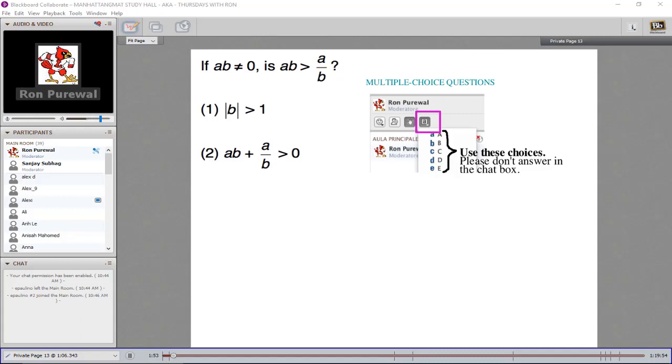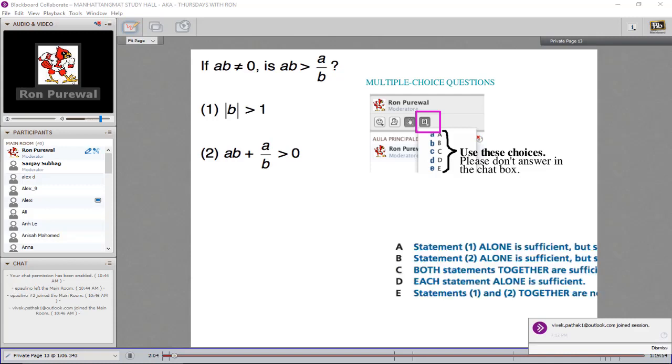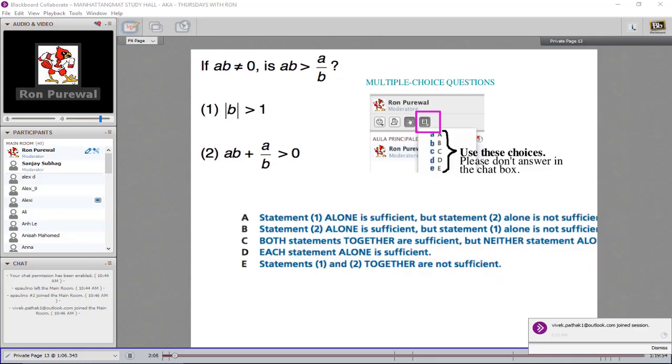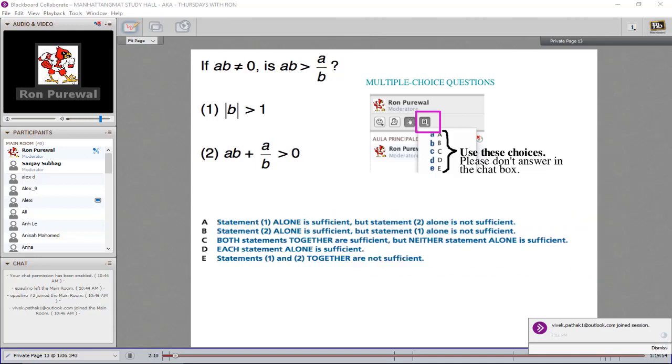Okay, here are the answer choices. You can post that on the board. Give you a little bit to solve the problem. Don't forget to mark the multiple choice answers in the appropriate place, as indicated in the picture here. I'll give you a little bit of time for that.